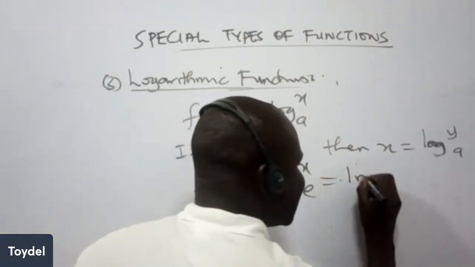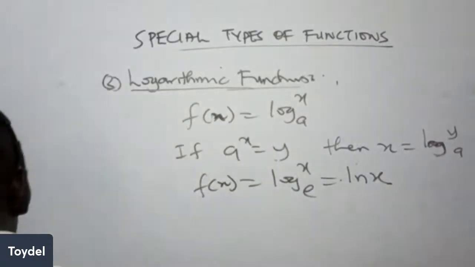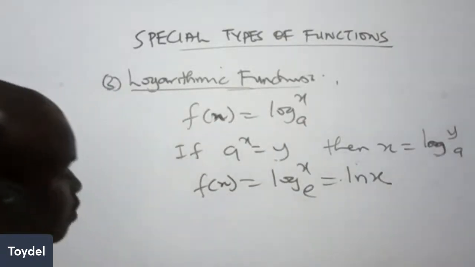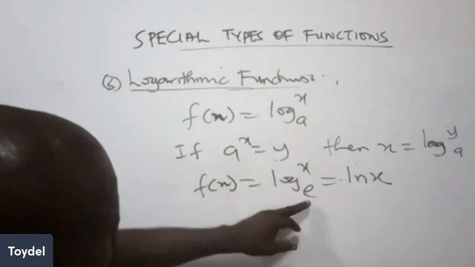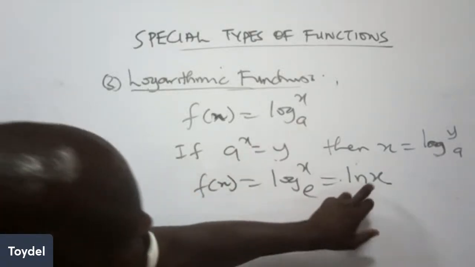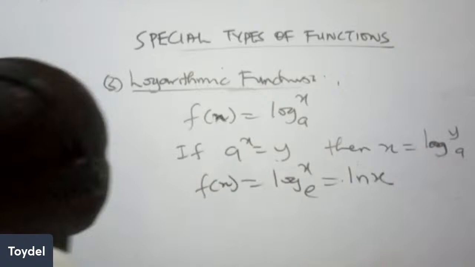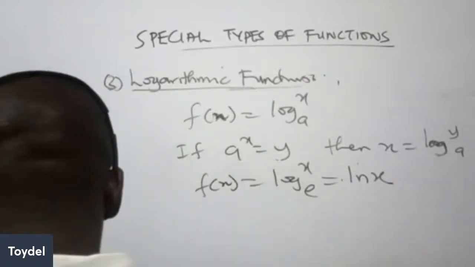Then this is the same thing as ln x. So it's a natural logarithm. This is called the natural logarithm because this is the natural logarithm of x. When the base is e, the exponential, it becomes ln x and is a natural logarithm. So we should note that.